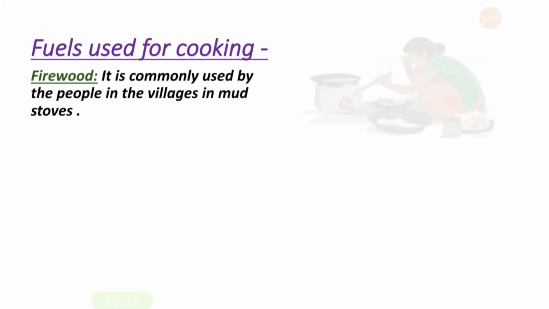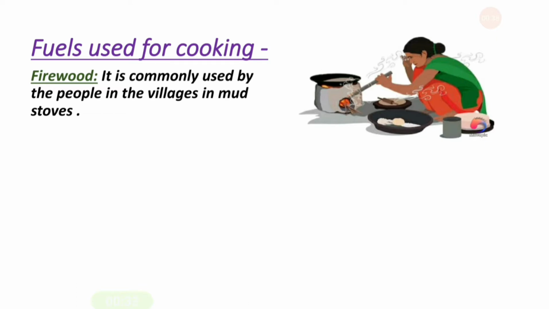Hello students, let's read the next topic, which is fuels used for cooking. In this topic we will read about different kinds of fuels that we use in daily life for cooking. Let's start. The first fuel is firewood. It is commonly used by people in villages in mud stoves. These kinds of mud stoves are commonly called chulhas.